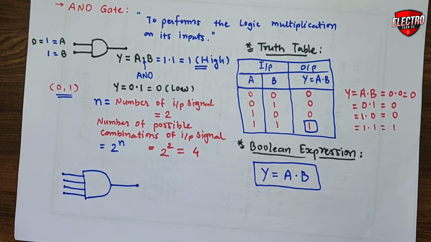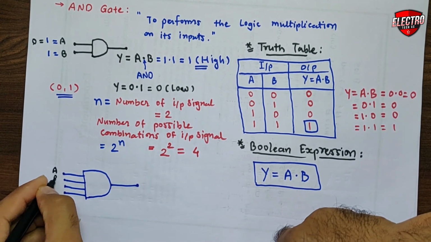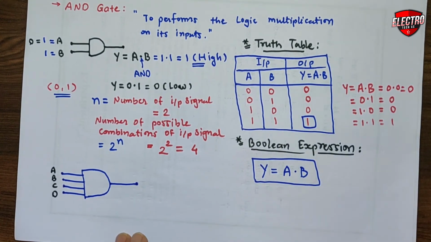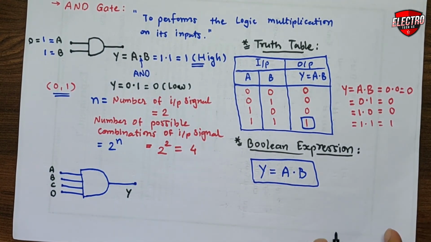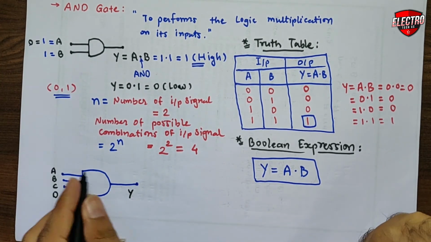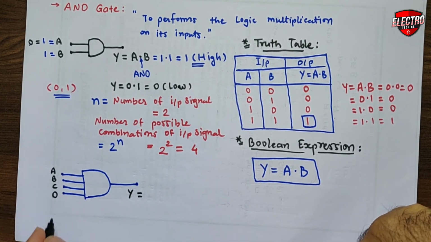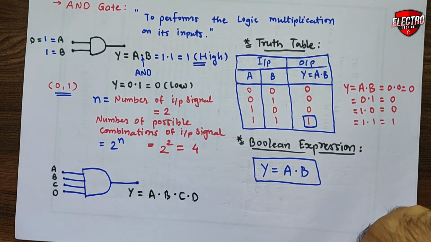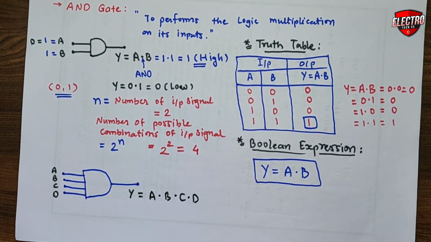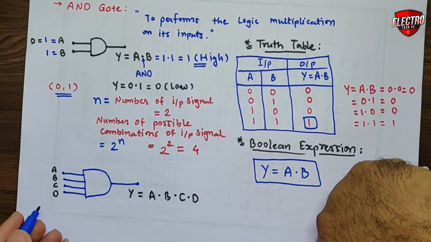For example, the input signals are A, B, C, and D, 4 input signals, and the output signal is Y. Then the Boolean expression for this type of AND gate is equal to the multiplication of all the inputs. So A dot B dot C dot D. The Boolean expression for this AND gate is equal to A dot B dot C dot D. Clear?